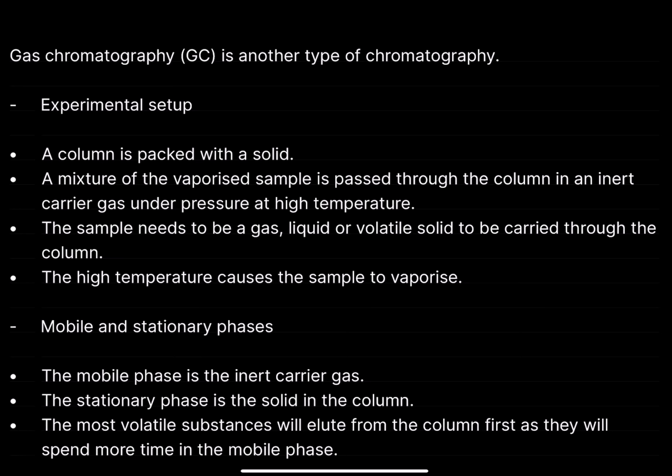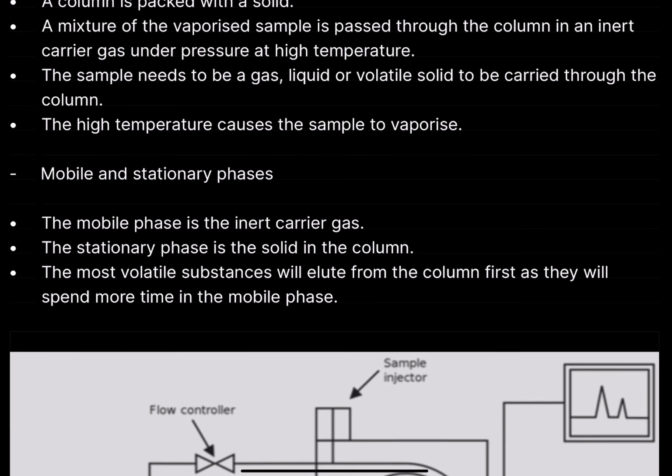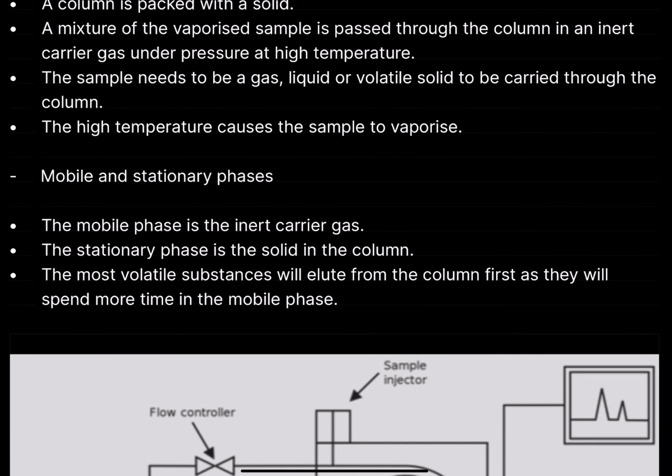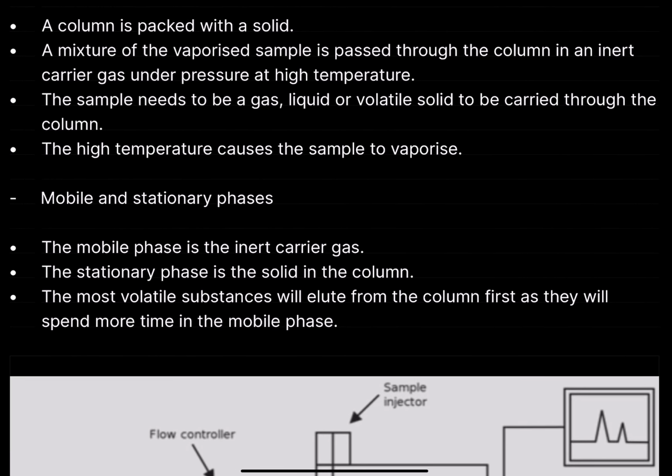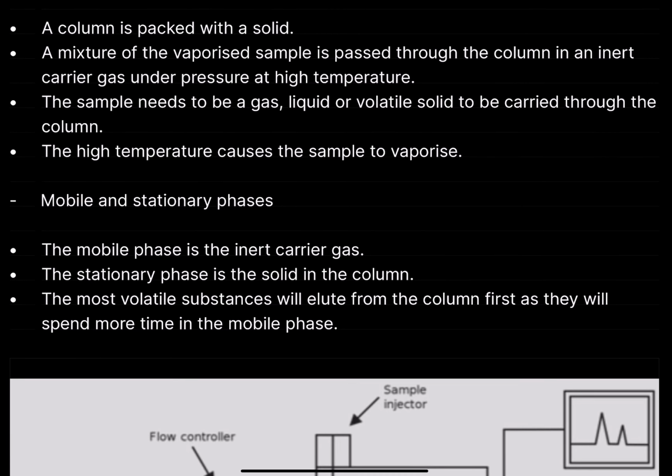So, gas chromatography, or GC, as I'm going to shorten it, is another type of chromatography. The experimental setup is that you have a column packed with a solid. A mixture of the vaporized sample is then passed through the column in an inert carrier gas under pressure at high temperature. The sample needs to be a gas, liquid, or volatile solid to be carried through the column. The high temperature causes the sample to vaporize.